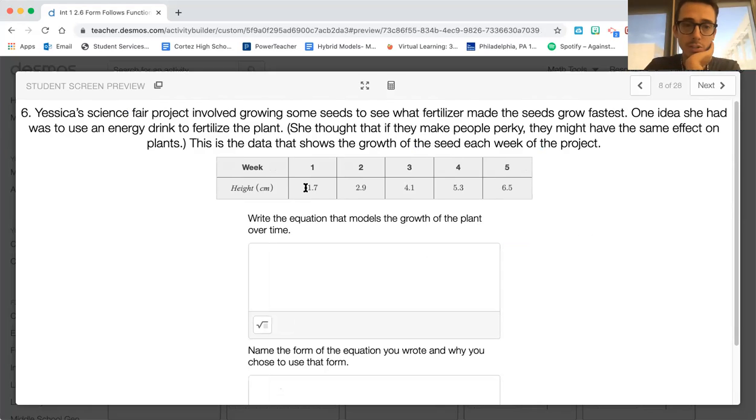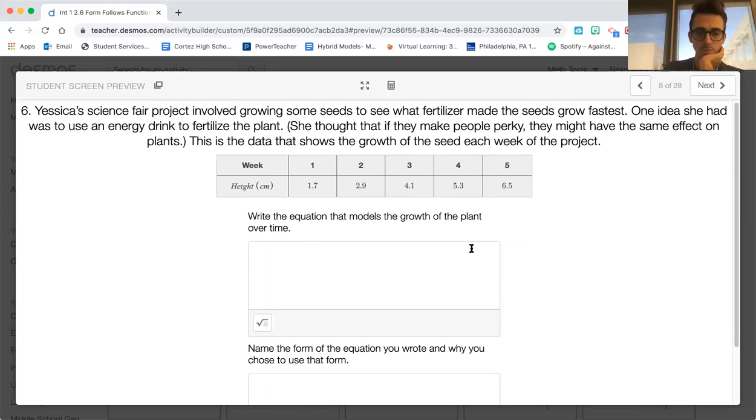Jessica's science fair project involved growing some seeds to see what fertilizer made the seeds grow fastest. One idea she had was to use an energy drink to fertilize the plant. She thought that if they make people perky, they might have the same effect on plants. This is the data that shows the growth of the seed each week of the project.